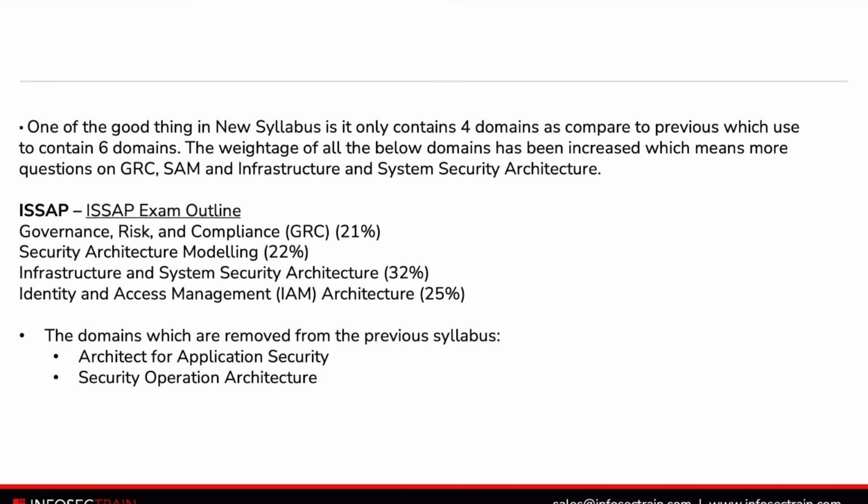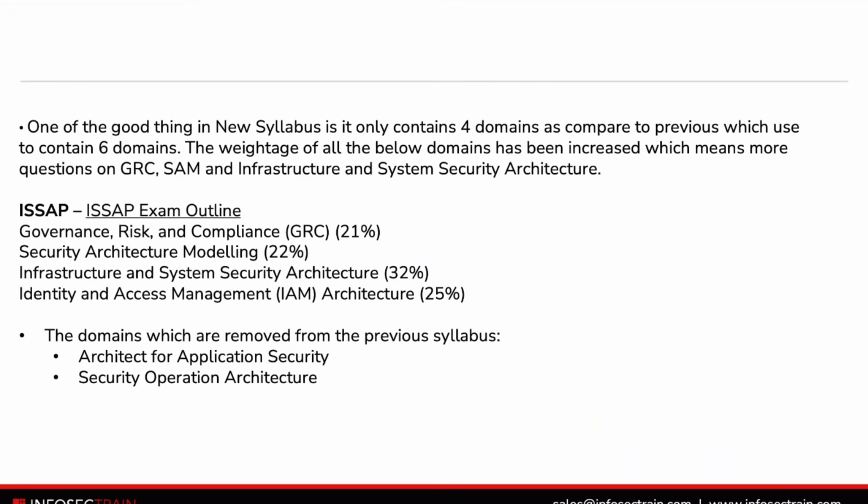So what it means is you are going to get more and more questions on domain 1, domain 3 and domain 2. The exam is going to ask more questions on the architectural part.